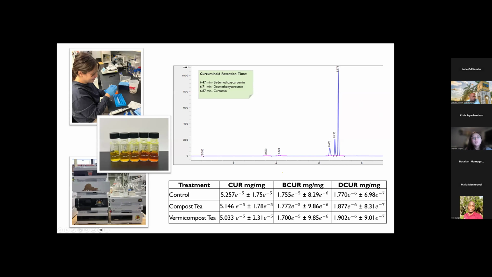And so a MANOVA analysis was conducted to evaluate curcuminoid concentrations across treatment types. The results indicated that there was actually no significant chemical difference between the treatments. Despite no significant changes in chemical production, generally we did observe that compost-treated plants had the greatest concentrations of curcuminoids. Additionally, we did actually find some chemical differences throughout the experiment.